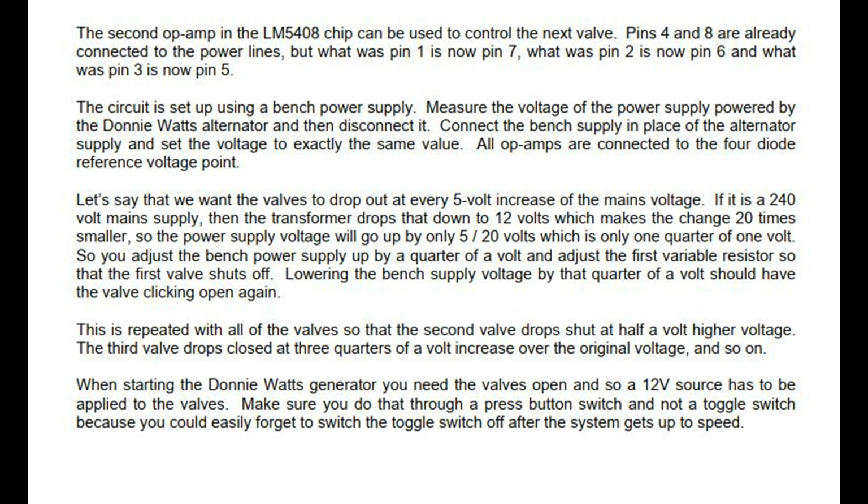This is repeated with all of the valves so that the second valve drops shut at half a volt higher voltage. The third valve drops closed at 3/4 of a volt increase over the original voltage, and so on. When starting the Donny Watts generator you need the valves open, and so a 120V source has to be applied to the valves. Make sure you do that through a push-button switch and not a toggle switch, because you could easily forget to switch the toggle switch off after the system gets up to speed.